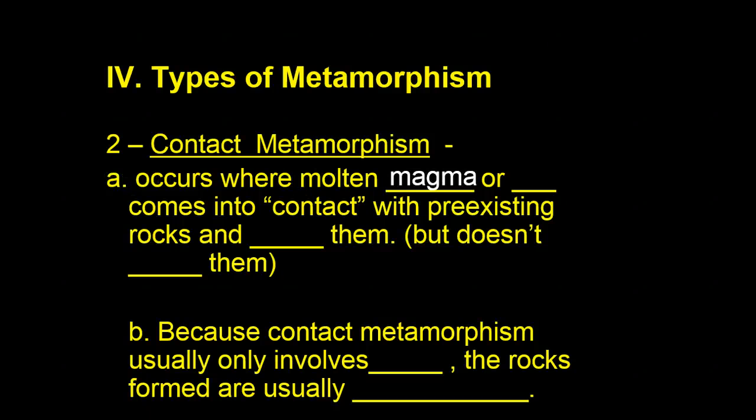So here's the second type of metamorphism, and it's called contact metamorphism. Now this does not occur over a large area. This occurs in one specific location within the earth. And this occurs where molten magma or lava comes in contact with a pre-existing rock, and it heats them. It doesn't melt them because, as I said before, if it melted and hardened, it would have turned into an igneous rock. So it just heats it up enough where the crystals can change and minerals change, and it creates a new rock. Because of that, contact metamorphism usually only involves heat, not as much pressure. The rocks formed are usually non-foliated.